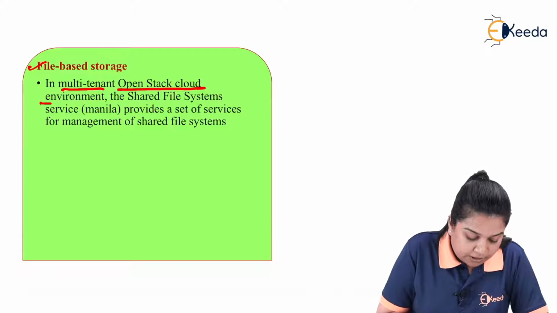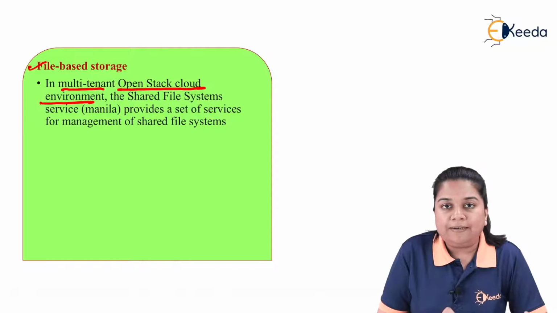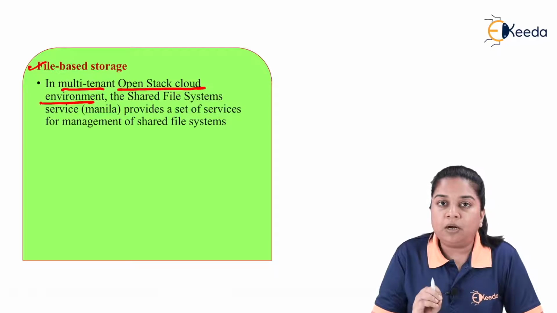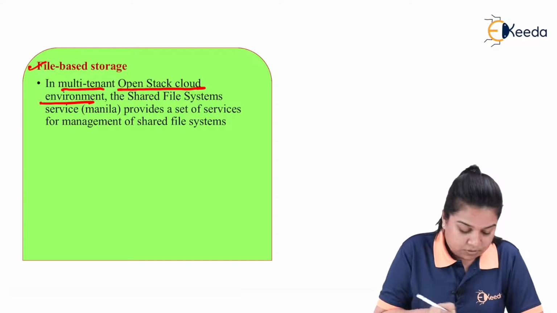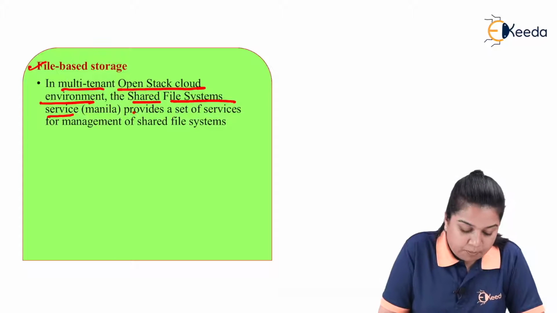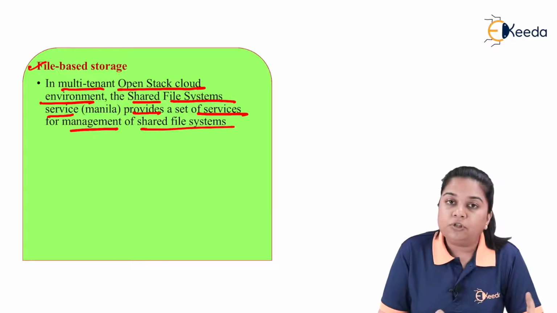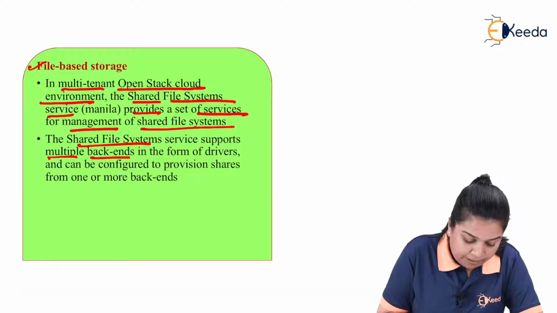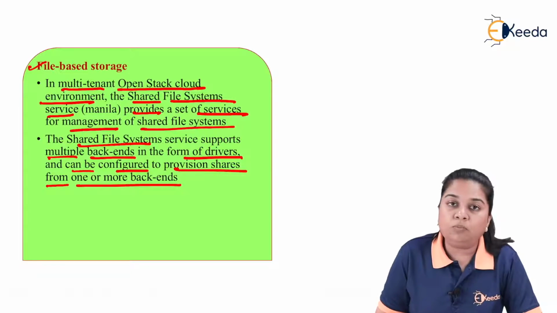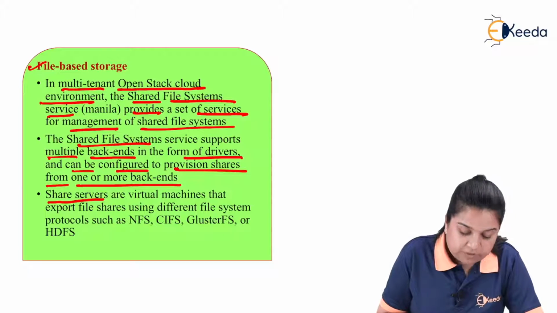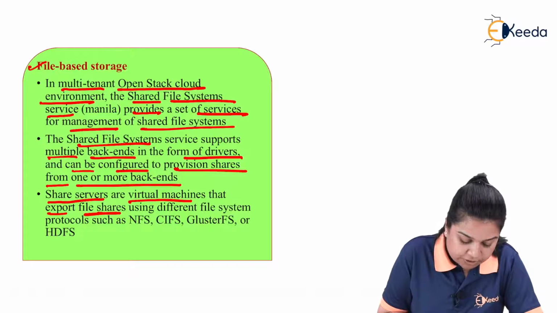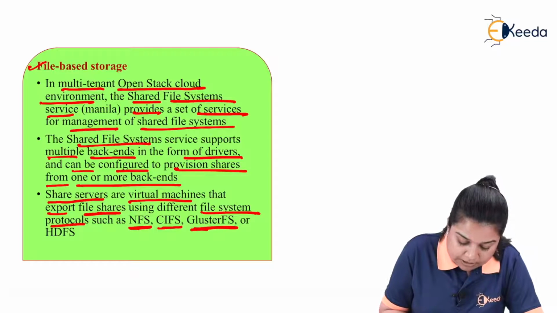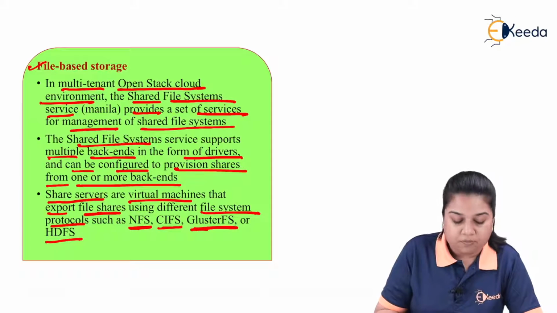In a multi-tenant OpenStack cloud environment, we all know that simultaneously clients use that particular architecture at a time and rent the services. The shared file system service provides a set of services for management of shared file services. The shared file system service supports multiple backends in the form of drivers and can be configured to provision shares from one or more backends. Shared servers are virtual machines that export file shares using different file system protocols such as NFS, CIFS, clusterFS, that means file systems, or HDFS.